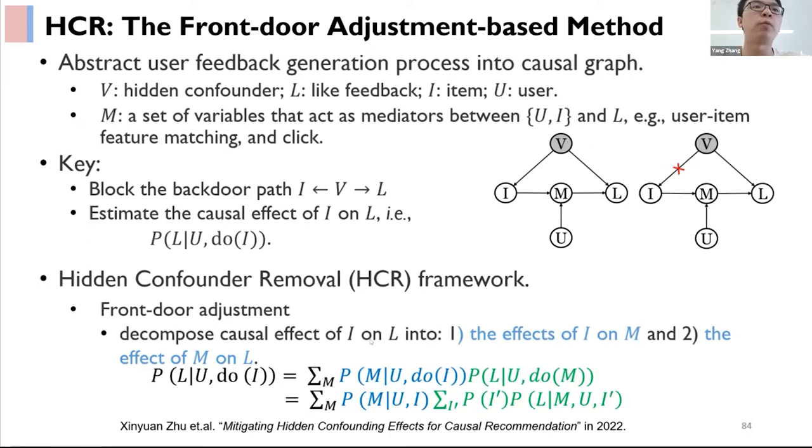The front door adjustment will decompose the causal effect of I on L into two parts. The first part is the effect of I on M, denoted by P(M given U and do(I)). And the second part is the effect of M on L, denoted by P(L given U and do(M)). Then we can chain the two parts together to form the final causal effect, as this equation shows.